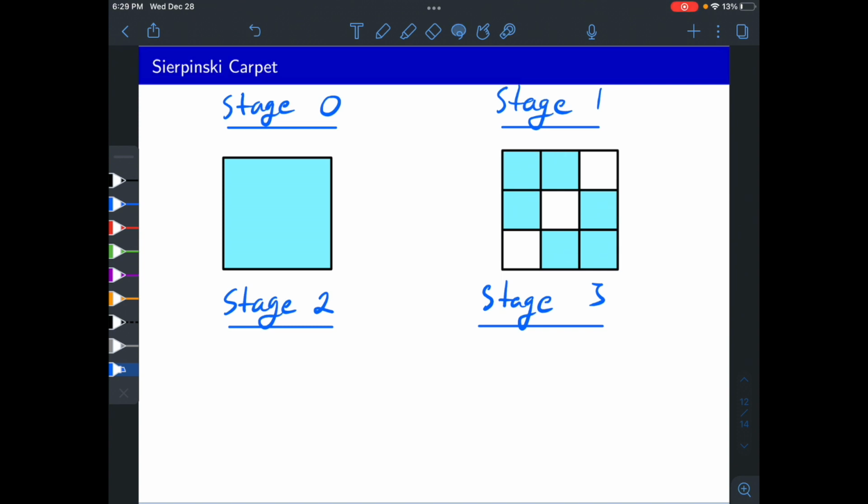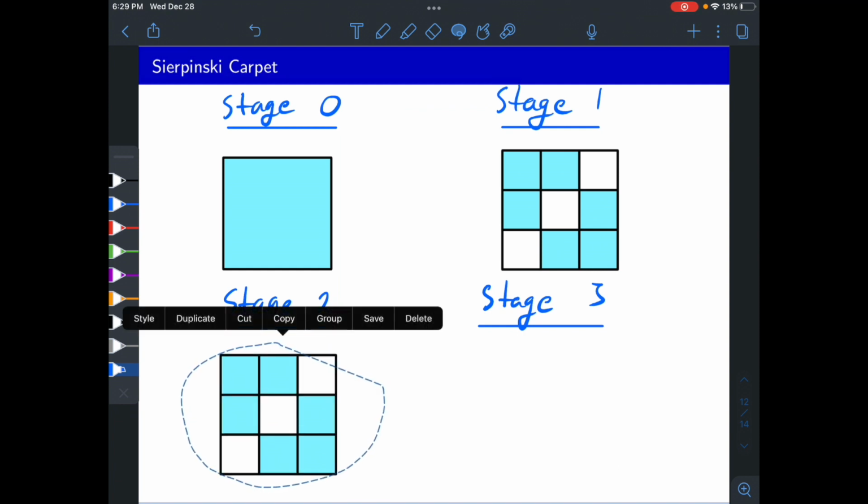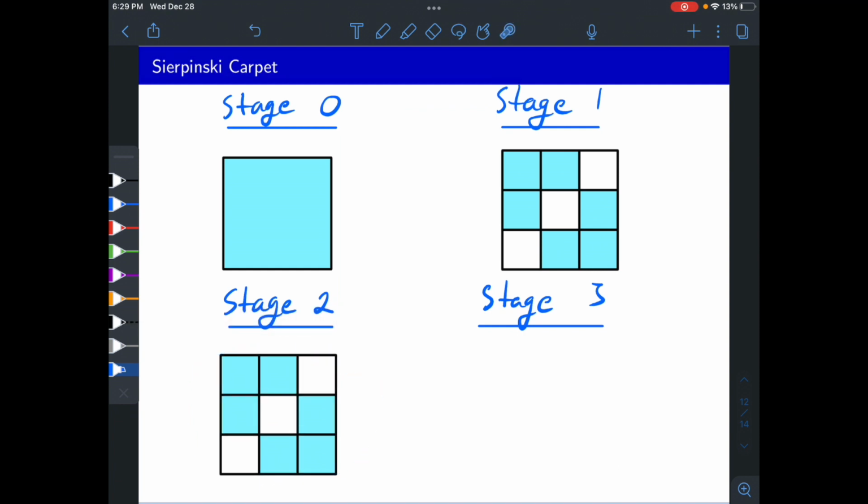There's a lot of different variations on what this could look like. The classic one is only missing the one in the middle, but this could look in any number of ways. So this is what I went with here. And if you were to go from stage 1 to stage 2, every time I see one of these filled-in boxes, I'm going to replace it with this thing.